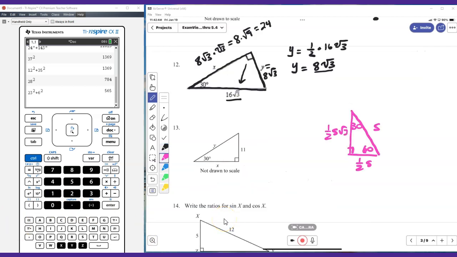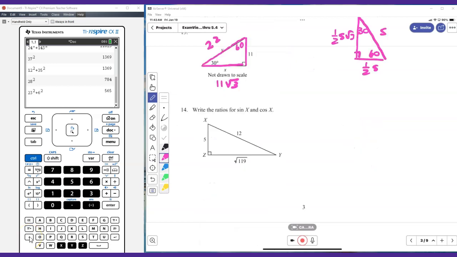So once again, we have a 30, 60, 90-degree triangle. The shorter side is 11. And we know that the hypotenuse is always double the shorter side. So in this case, it's 22. And the length of the longer leg will be the shorter leg, which is half of the hypotenuse, times the square root of 3. So the length of the hypotenuse is 22. The length of the longer leg is 11 square root of 3.